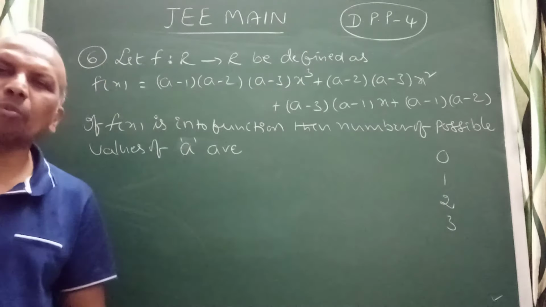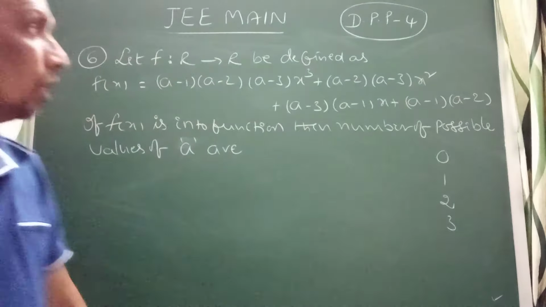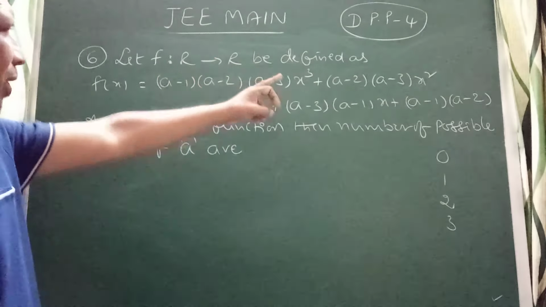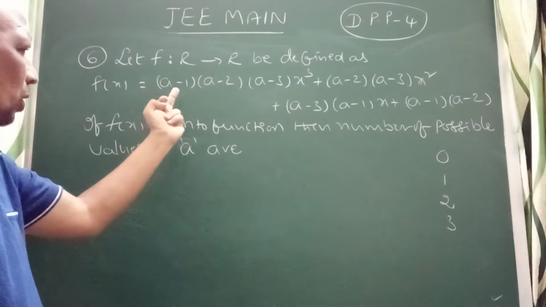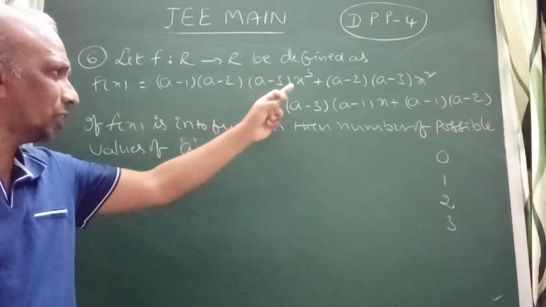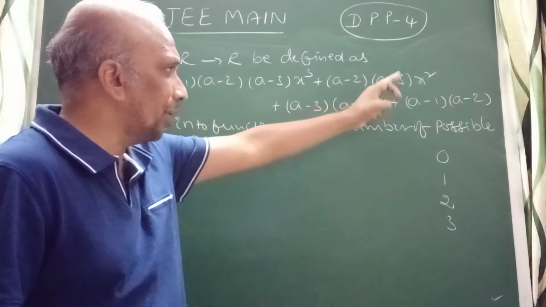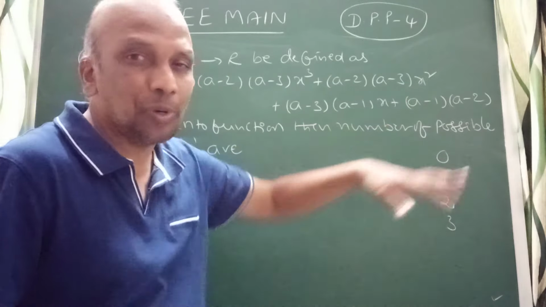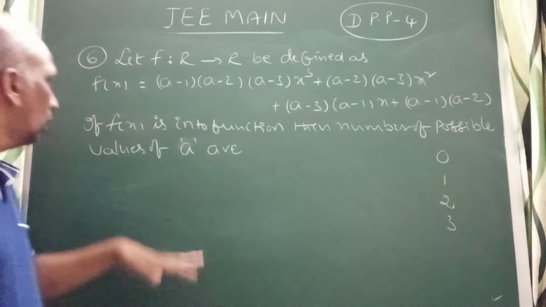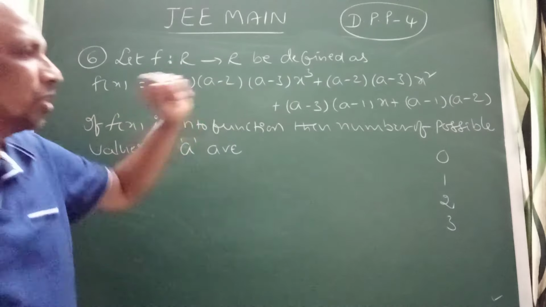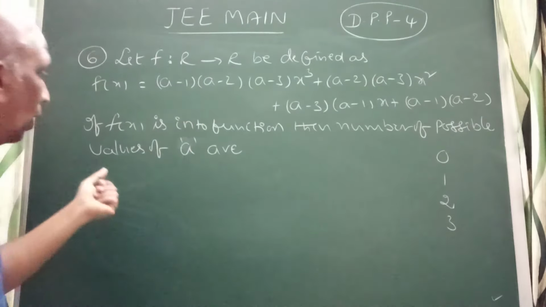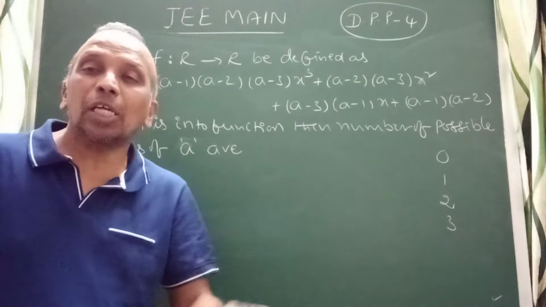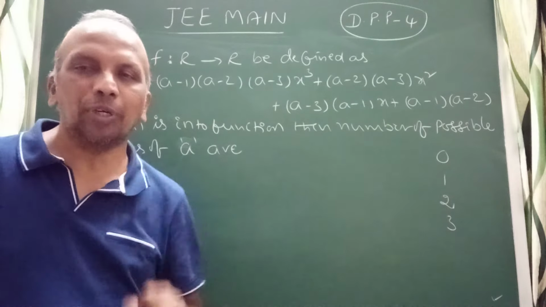Now see in this problem what they are saying here. They are asking: f from R to R defined as the function f(x) = (a-1)(a-2)(a-3)x³ + (a-2)(a-3)x² + (a-2)(a-1)x + (a-1)(a-2). If f(x) is an into function, then the number of possible values of a. When the function is not onto, we can say it is an into function.